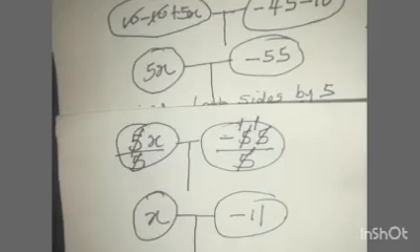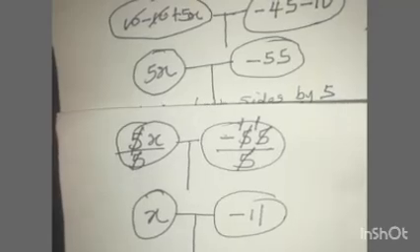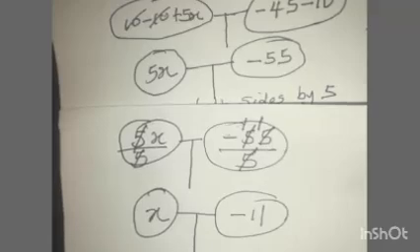What this means is that this x has to be what? Minus 11 for us to have minus 55 at both sides. And when there is the same number at both sides, the answer will be correct. Because a seesaw or a scale will be balanced if both sides have the same number.